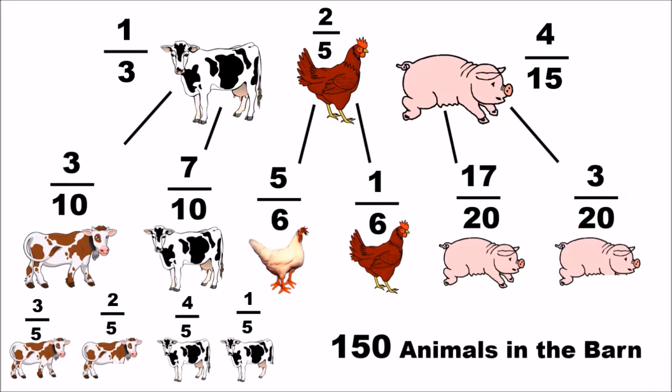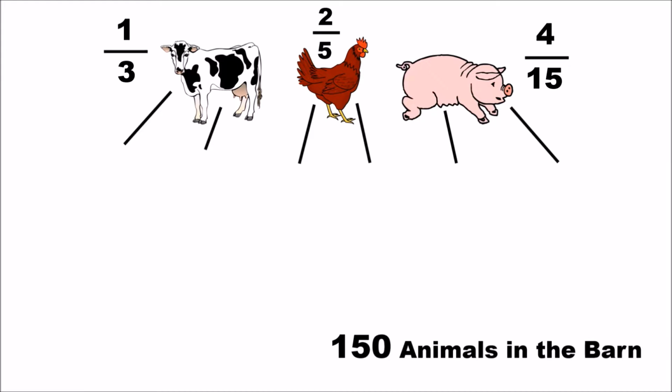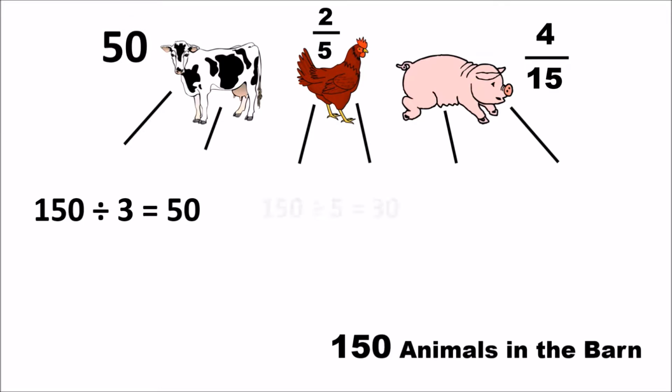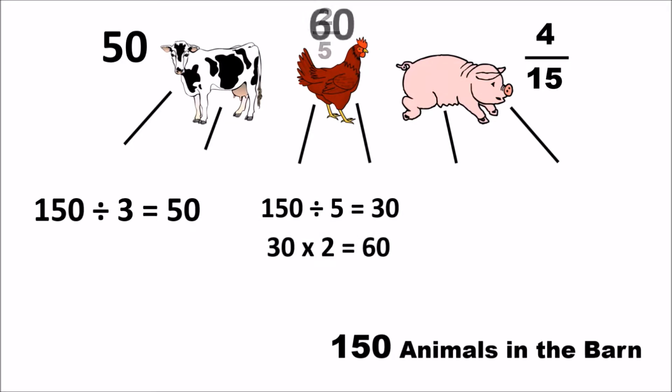So we know there are 150 animals in the barn, and 1/3 of them are cows. So therefore we do 150 divided by 3 because there's 1/3 of the cows, and that will equal 50. Now let's go to the chickens. 2/5 of 150 animals are chickens. So we do 150 divided by 5, which equals 30, and we do 30 times 2, which equals 60.